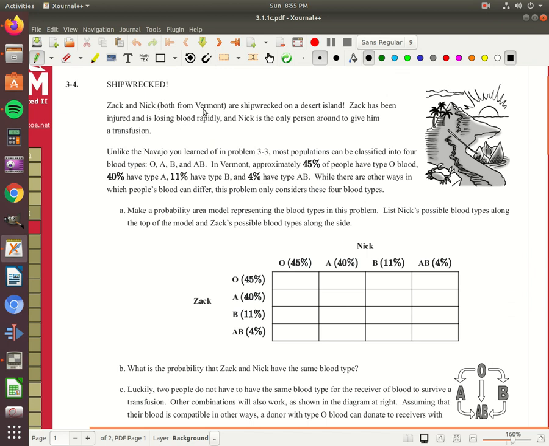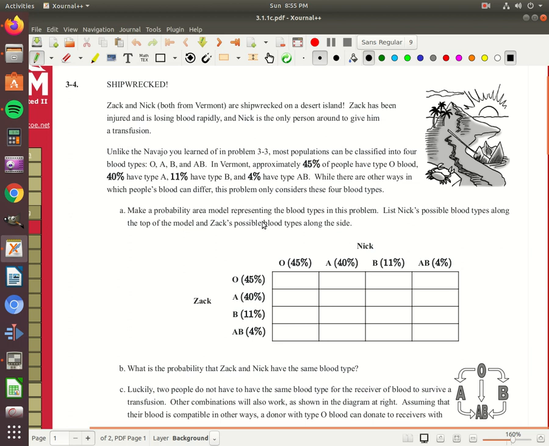Shipwrecked. Zach and Nick, both from Vermont, are shipwrecked on a desert island. Zach has been injured and is losing blood rapidly, and Nick is the only person around to give him a transfusion. Unlike the Navajo you learned of in problem 3-3, most populations can be classified into 4 blood types: O, A, B, and AB. In Vermont, approximately 45% of the people have type O, 40% have type A, 11% have type B, and 4% have type AB. While there are other ways in which people's blood can differ, this problem only considers these 4 blood types.